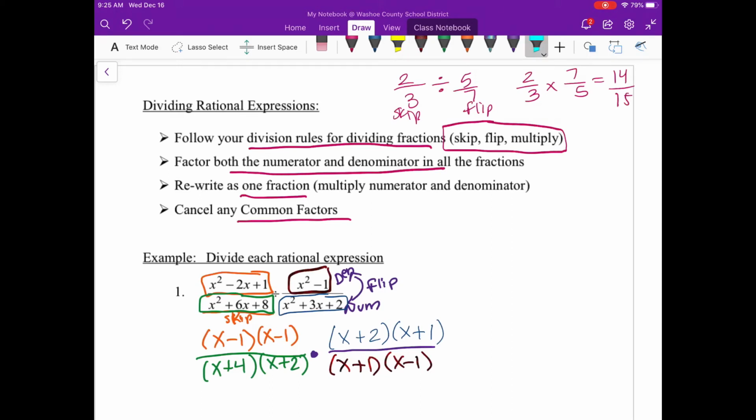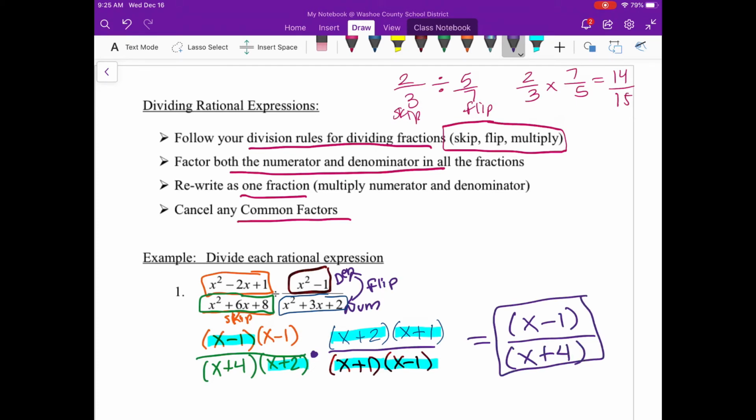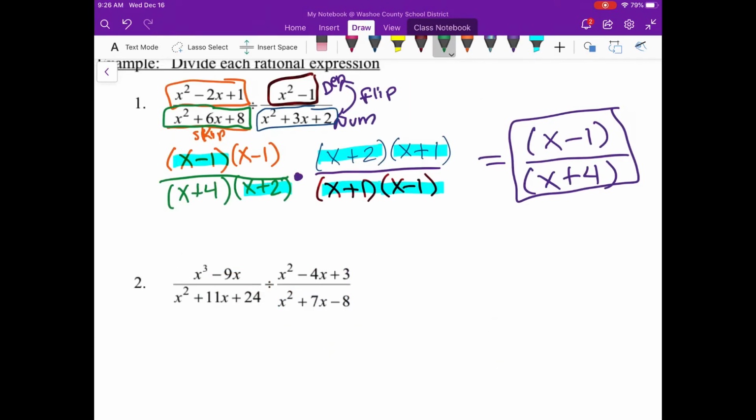Okay, so I'm going to go ahead and see what cancels out here. We have x minus 1, x minus 1, plus 2, plus 2, plus 1, plus 1. So the only thing left in my numerator is an x minus 1. And in my denominator, an x plus 4. And that is my answer. That's me simplifying it. So really the only thing that changes is adding that additional step at the beginning.